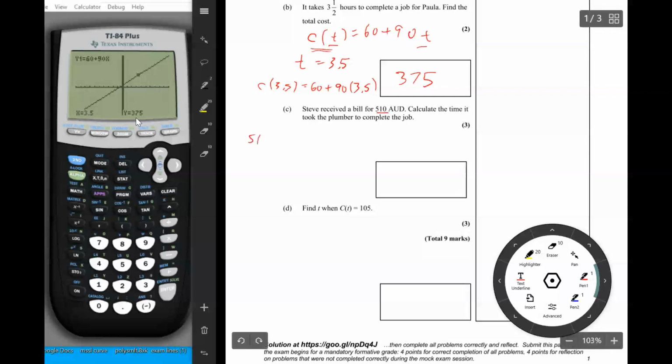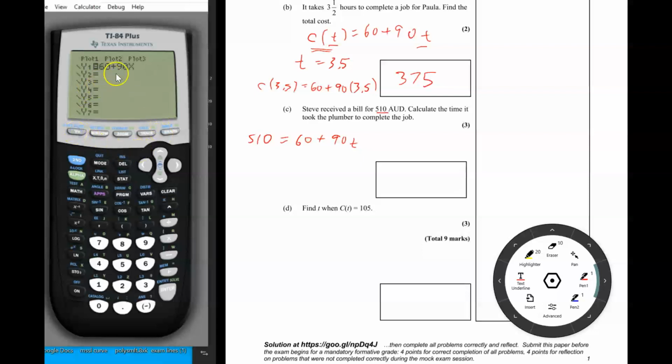So we could do an algebra problem, and we could say 510 equals 60 plus 90t, and then do algebra to solve for t. We would subtract 60 from both sides, we would divide by 90 later, right? Let me show you how to do it with the calculator. So you could program 60 plus 90x in the calculator and do second table.